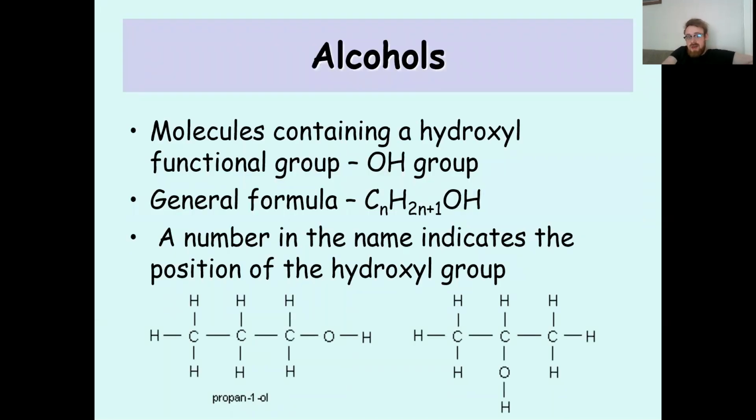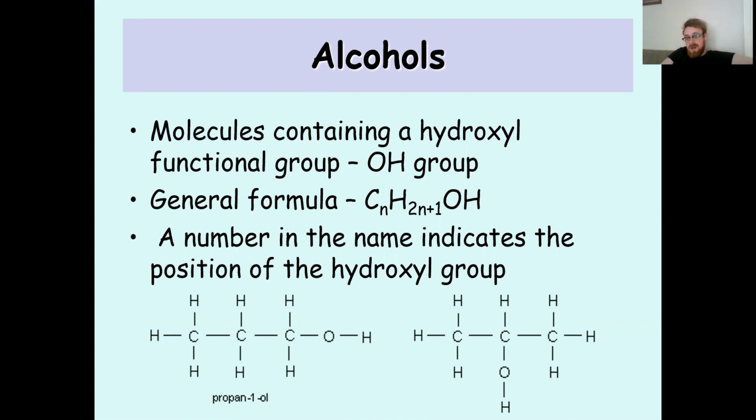So an alcohol is a molecule that contains the hydroxyl functional group. Remember, a functional group is just a part of a molecule that does a job. Like the alkenes, that is the double bond, which allows it to do different types of reactions. Alcohols have the hydroxyl group, that OH group that you see in all alcohol molecules. They have the general formula CnH2n+1OH. The number in the name indicates the position of the hydroxyl group.